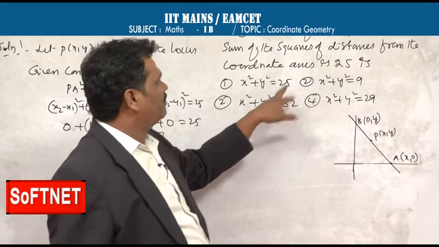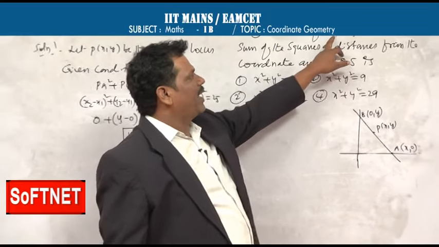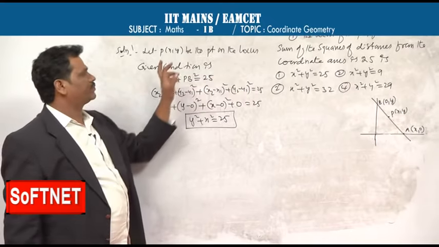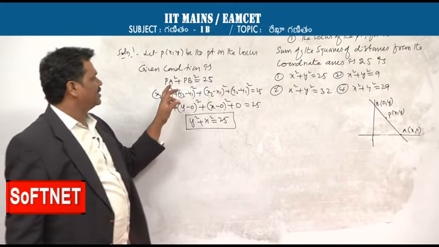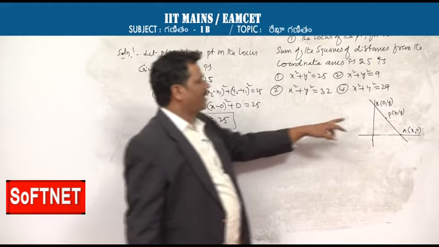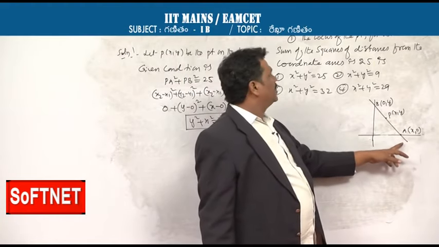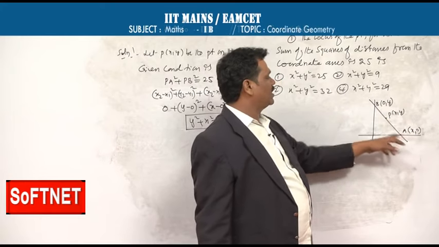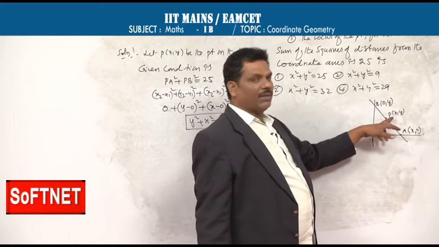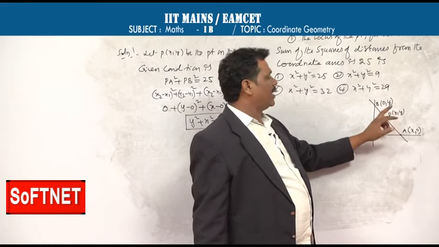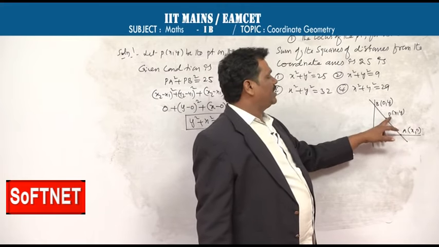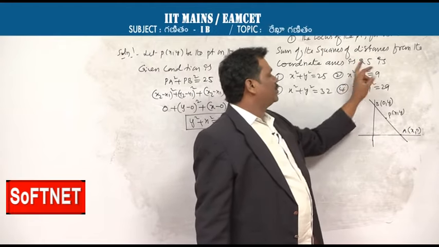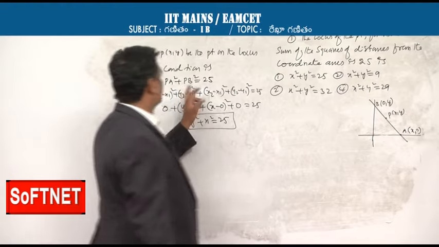What is given here? The locus of the point. Let P(x, y) be the point on the locus. Given condition is PA square plus PB square equal to 25. So here this is a line that meets the coordinate axes at A(x, 0) and B(0, y). These are coordinate axes, x axis and y axis. P(x, y) is the locus of a point. Given condition is PA square plus PB square, the sum of the squares of the distances from the coordinate axis is 25.